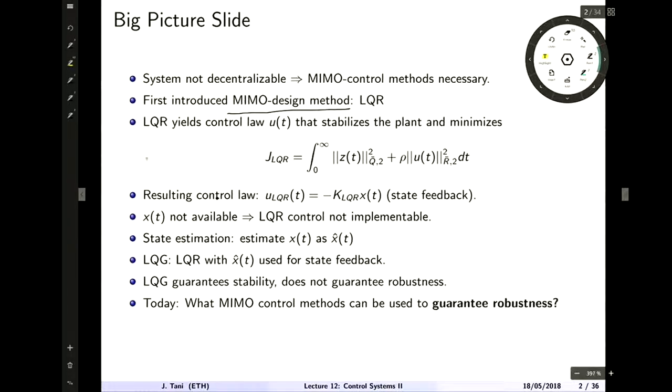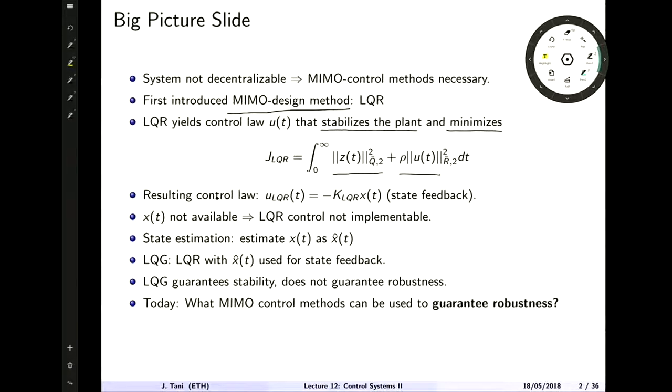And LQR yielded a control law u(t) that stabilizes the plant, and it minimizes a cost function that looks like this. So you all still remember that? Who does remember it? Okay, most. That's good. So what is in there? We have one term here, which refers to the tracking error, and the second term is referring to the control input u. And as you see, both of them are in the 2 norm. So they are weighted 2 norms of these signals.